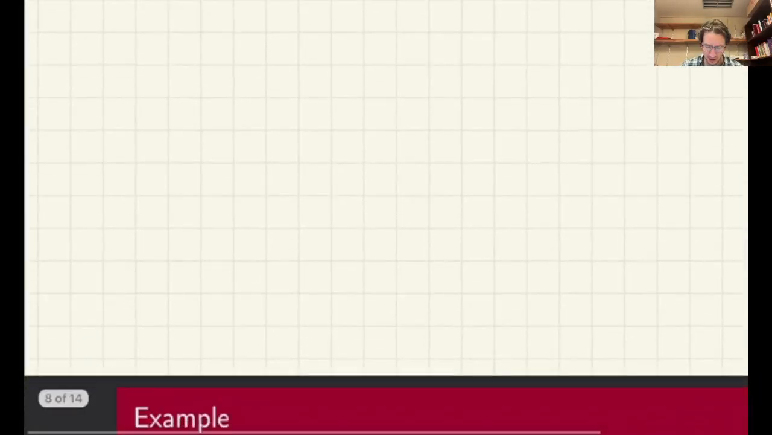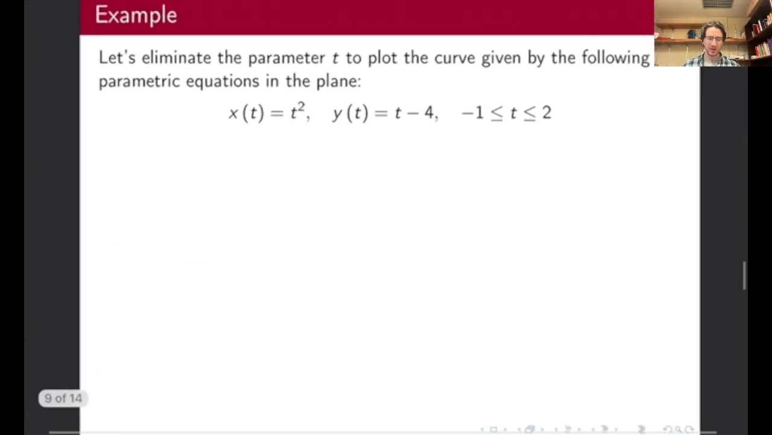So let's practice this with another example. A lot of the time, eliminating the parameter is just going to involve literally solving one of the equations for t and plugging it into another equation. So let's do that here. Let's plot the curve given by this pair of parametric equations.